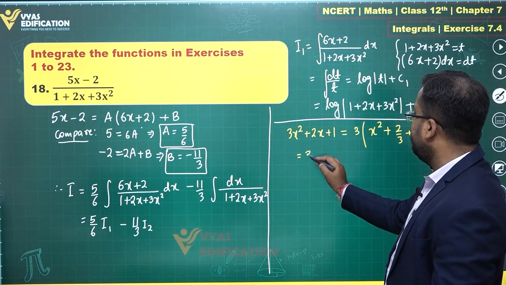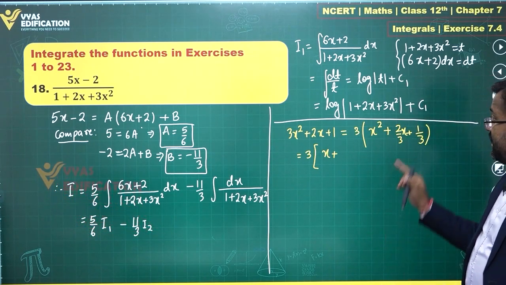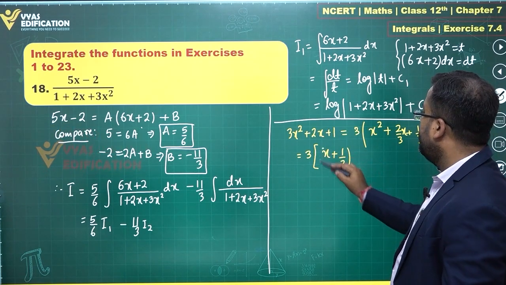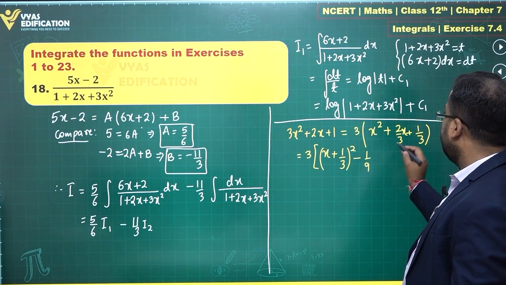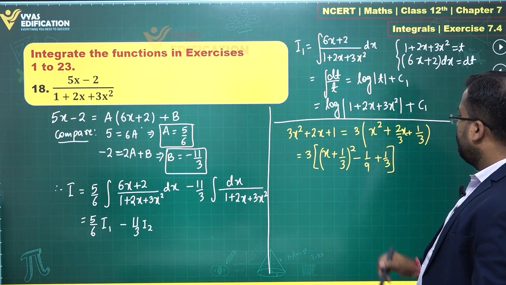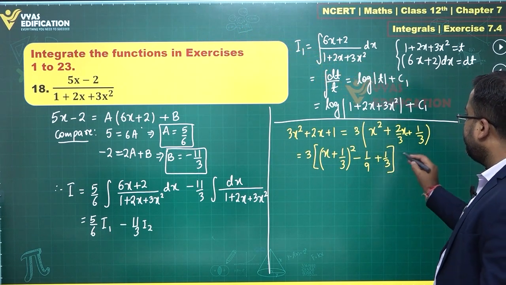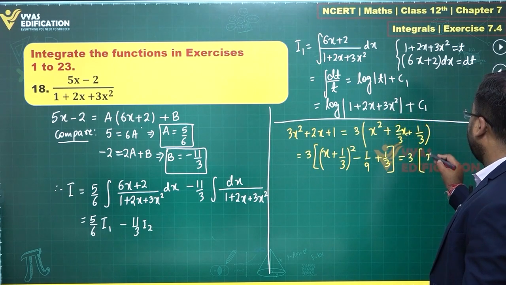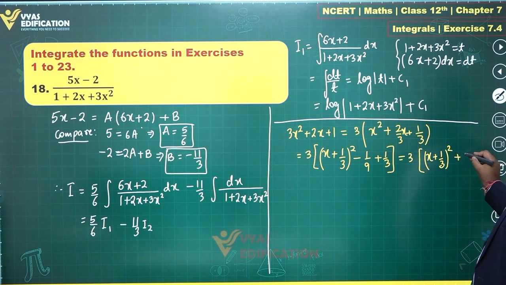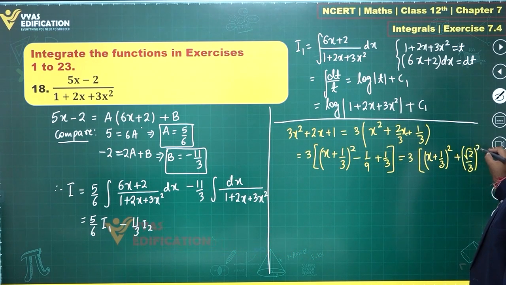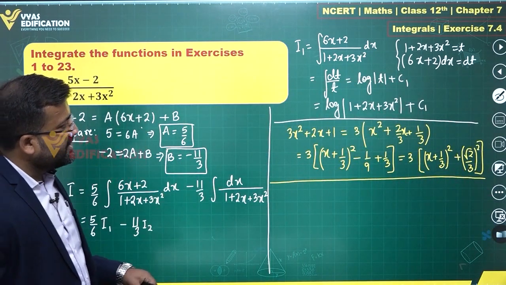So this can further be written as 3 times x plus half of 2 by 3, which is 1 by 3, squared, and 1 by 3 square will be subtracted. This is 1 by 9, plus 1 by 3 which is already there. So this is 3 by 9, and 1 by 9 subtracted will become 2 by 9. So this is 3 times, in the bracket, x plus 1 by 3 squared plus 2 by 9, which is root 2 by 3 square. That's the expression that I need for I2.